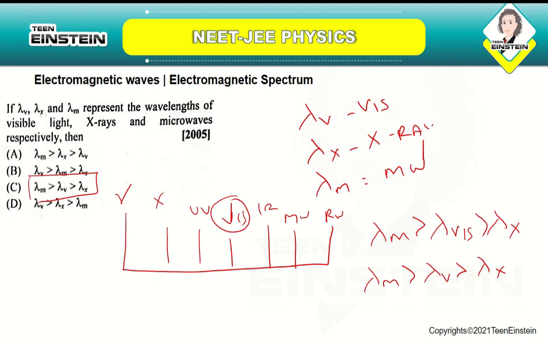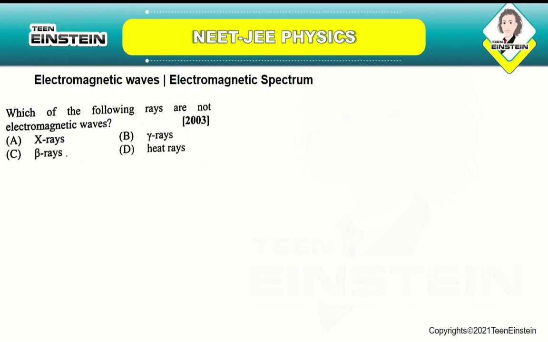So lambda m, the wavelength of microwaves, will be greater than the wavelength of visible light, which will be greater than that of X-rays. Let us now move on to the next question. Which of the following rays are not electromagnetic waves? X-rays, gamma rays, beta rays and heat rays.